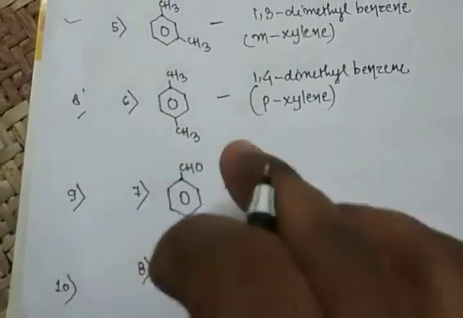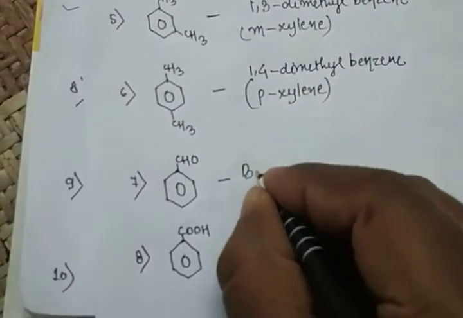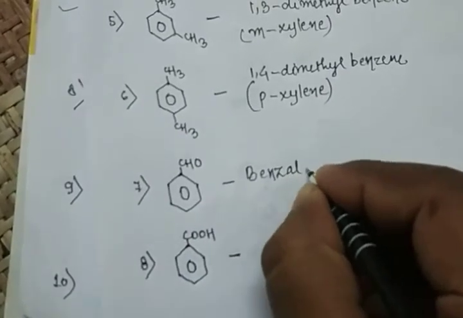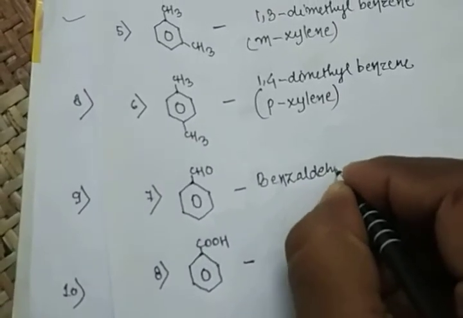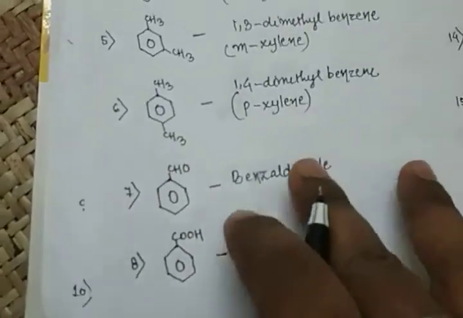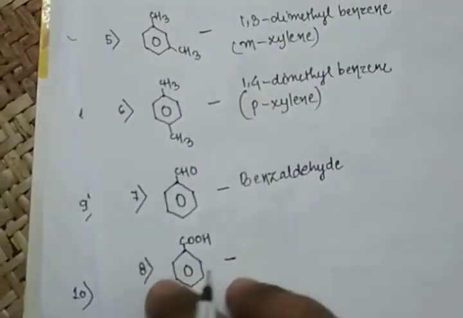Now suppose benzene attached with CHO group. The famous name of this formula is benzaldehyde. Just learn that. This is benzaldehyde. This is not benzene carbaldehyde. Just learn that this is benzaldehyde.